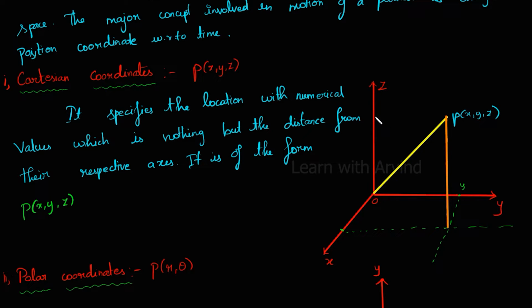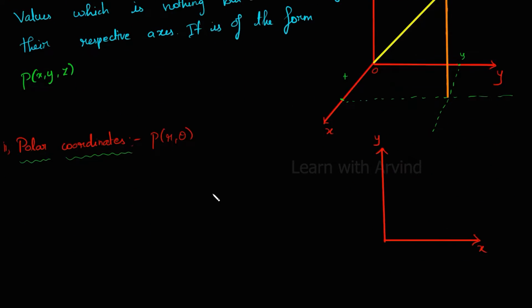Now you can clearly see that this point P is at a distance of x along its x-axis, y along its y-axis, and z along its z-axis. For example, if it is P of 2, 3, 4, it would be at a distance of 2 along x, 3 along y, and 4 along z.